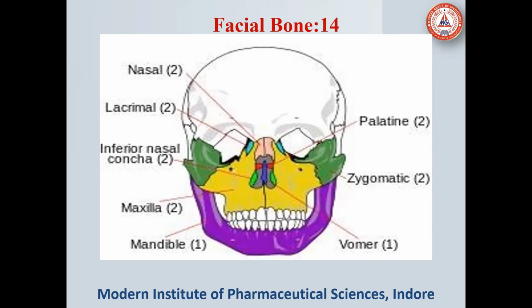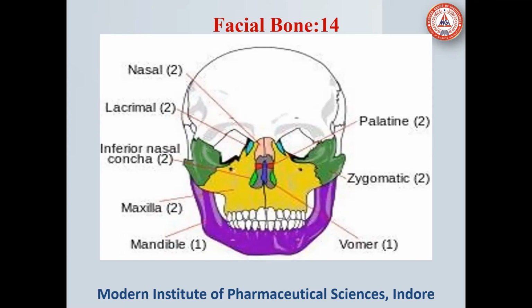The first bone we're talking about is the zygomatic bone. The zygomatic bones originate as two bones that fuse before birth. They form the prominence of the cheek and part of the floor and lateral wall of the orbital cavities.